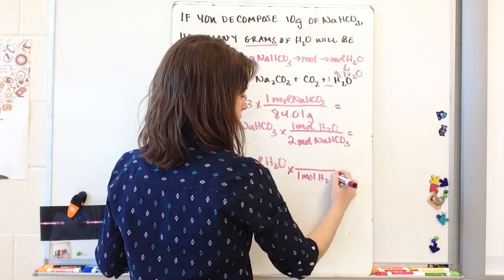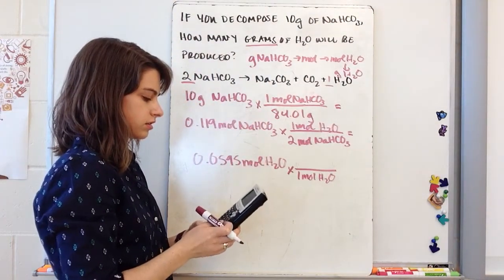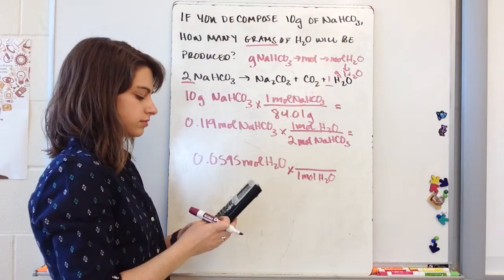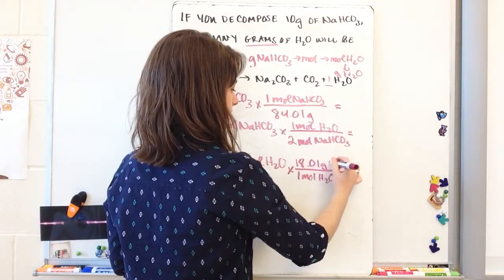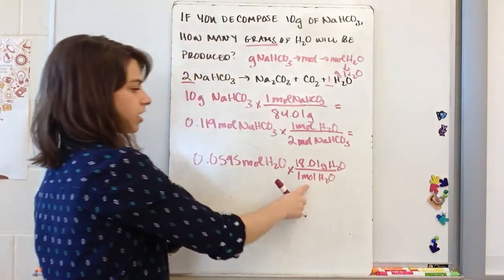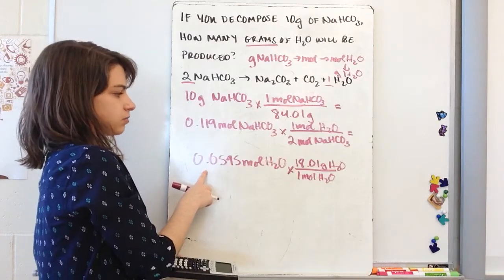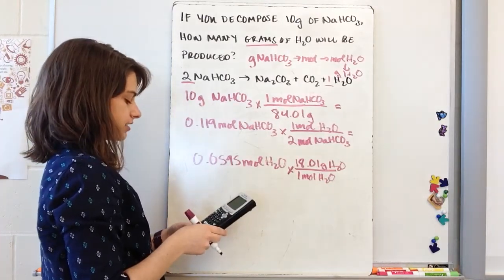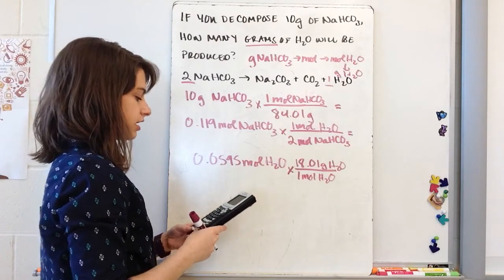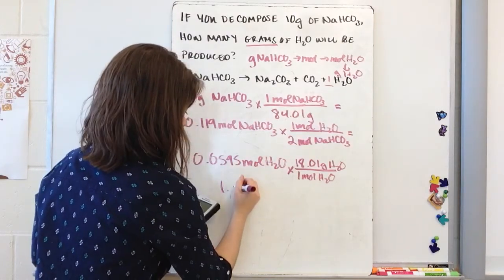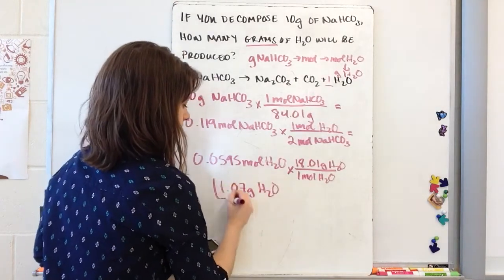So for every 1 mole of water, I'm going to add up 2 hydrogens plus an oxygen, and I get 18.01 grams. So for every 1 mole of water, I get 18 grams. I have 0.0595 moles of water. So if I do 0.0595 times 18.01, I get 1.07 grams of water as my answer.